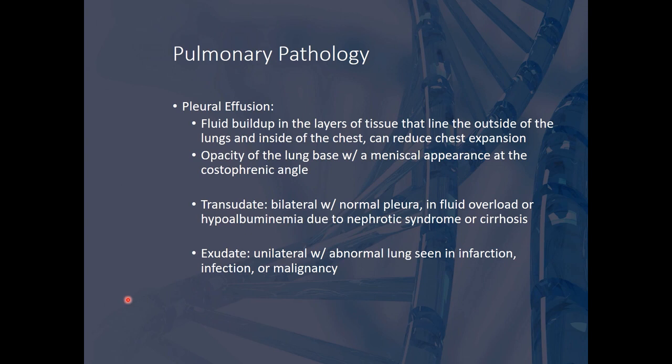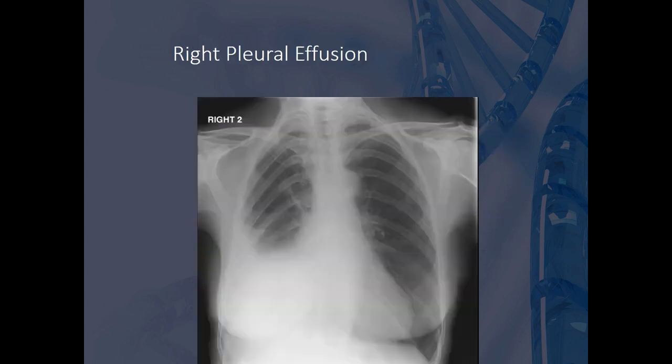You see transudate or exudate. Transudate is bilateral. You see it with normal pleura. It can be seen in fluid overload. Exudate is more unilateral. This is something you're going to see with infarction, infection, or malignancy. Here's a right pleural effusion.